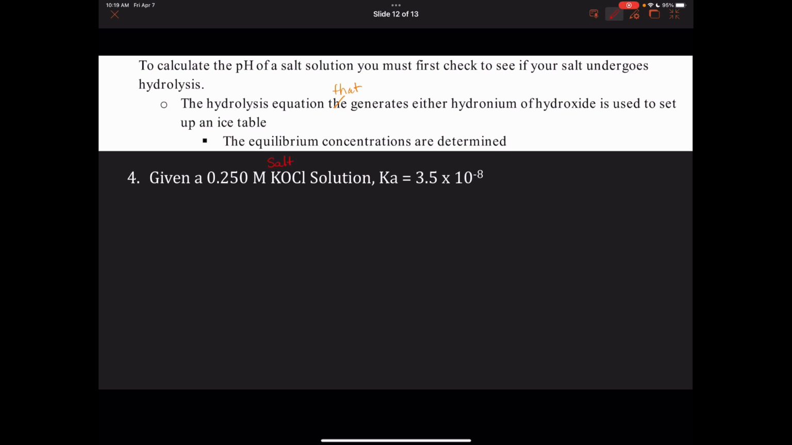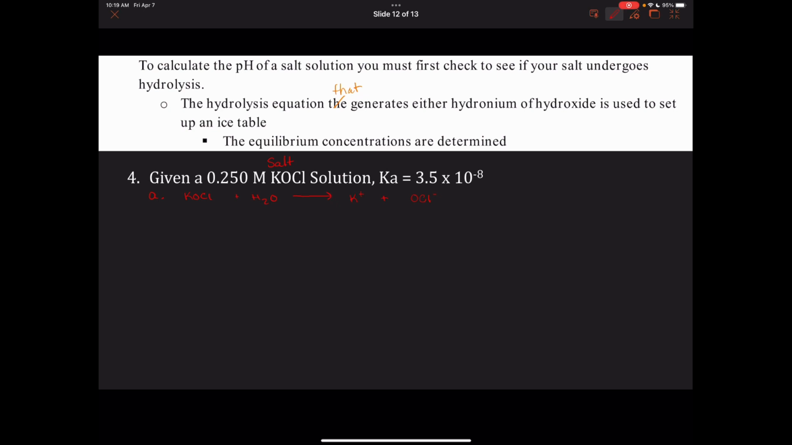So the first thing we're asked to do is write the equation for the dissociation of this salt. If I take KOCl and put it into water, we're going to produce potassium cations and OCl minus, hypochlorite anions.